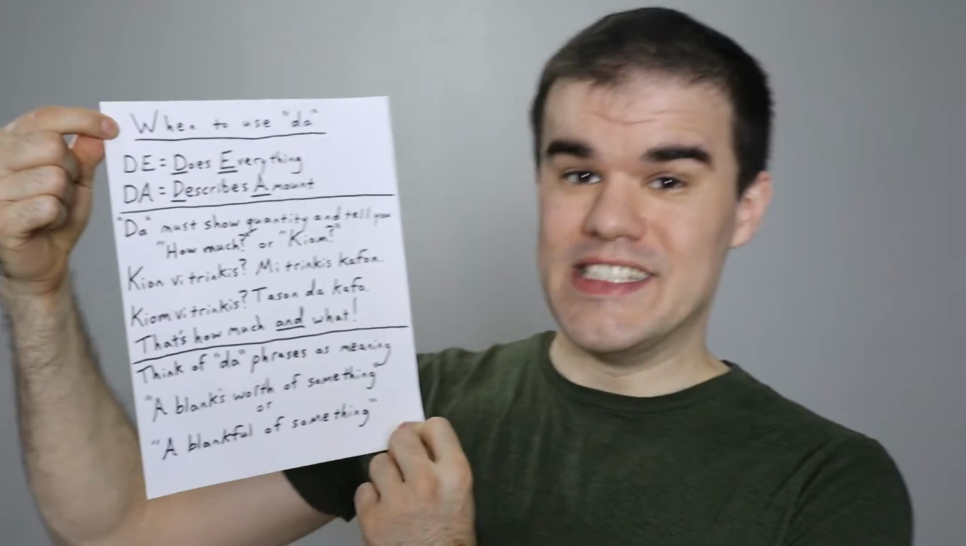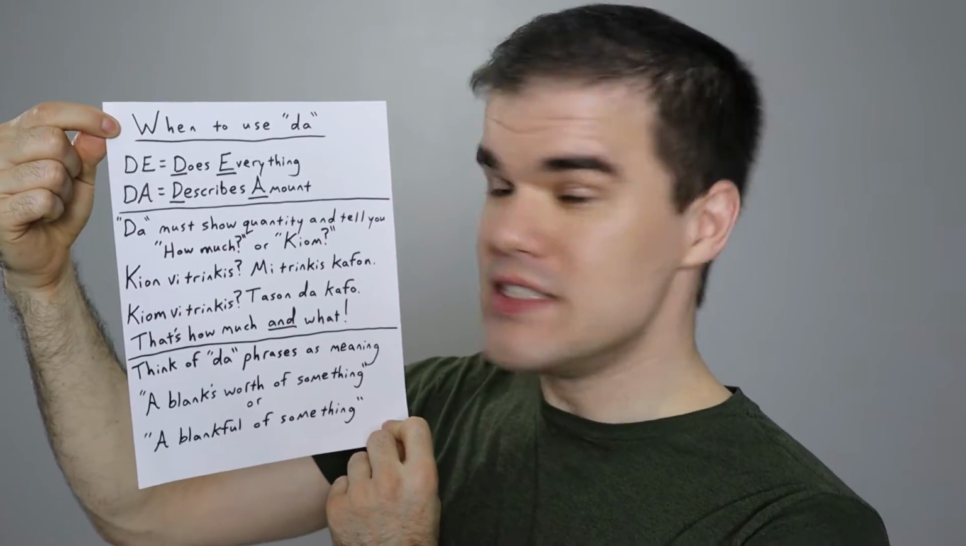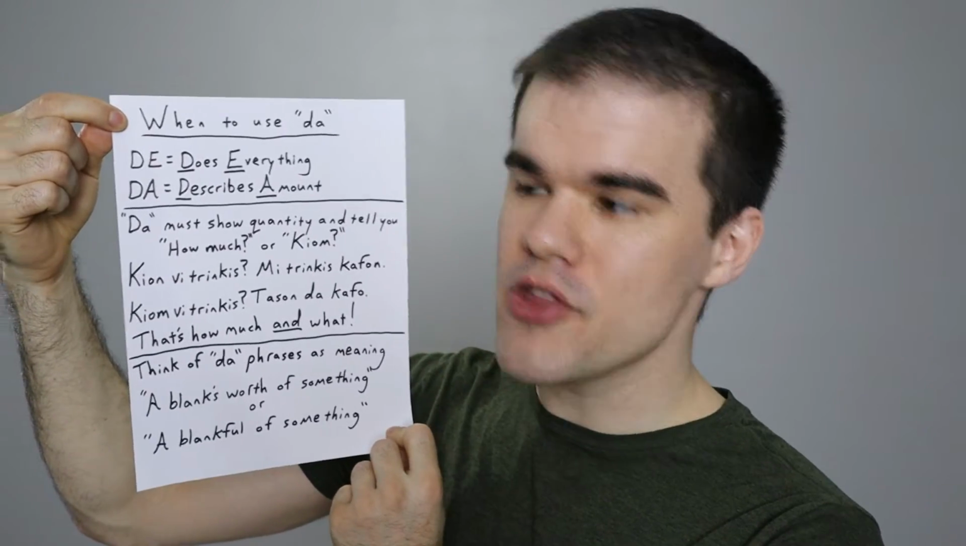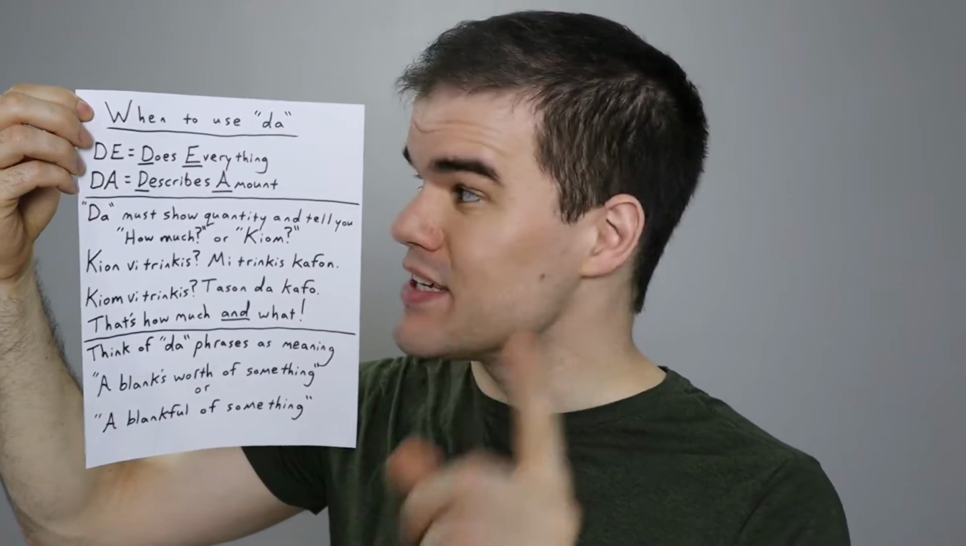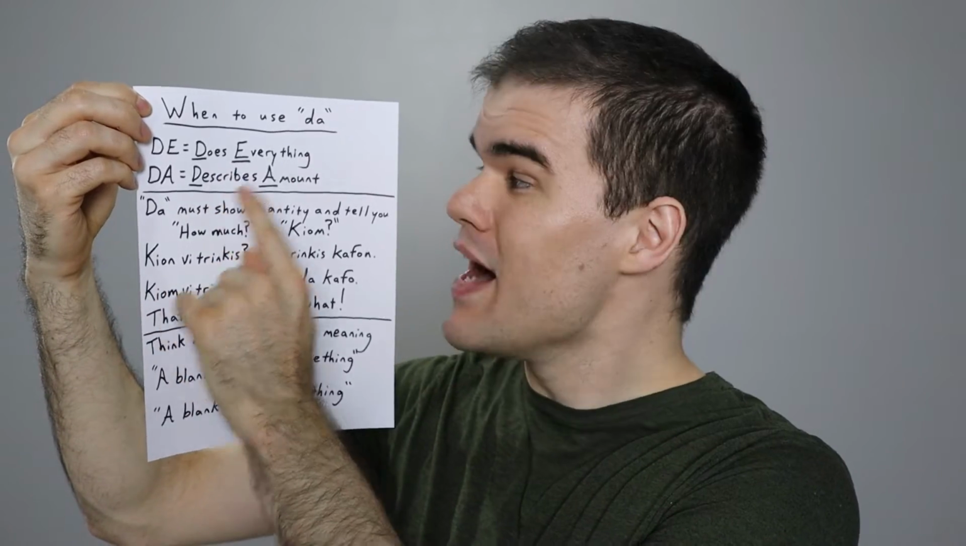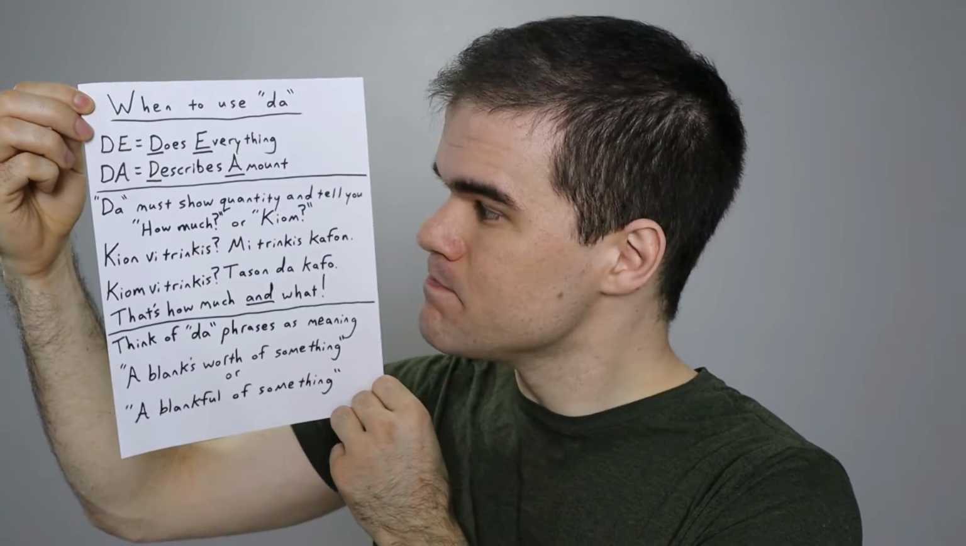So in Esperanto, you don't do that. You specify so things are even clearer. When to use da? Well, think of it this way. De stands for "does everything." It doesn't really do everything, but it has a much wider use. You're going to use it more often than you use da, because da is specifically only used to describe amount. So if you're describing an amount of something, that's probably going to be a chance to use da.